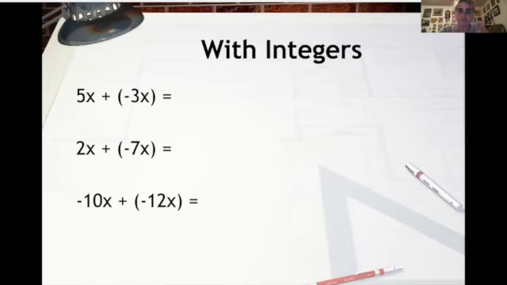Next, we're going to be adding with integers. So we're going to be doing it just like we've been doing, but we are also adding an integer, which is these x's. So 5x plus -3x equals, go ahead and solve that one. 2x plus -x equals, go ahead and solve that one. And -10x plus -12x equals.